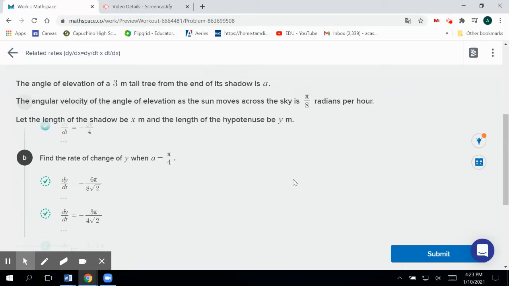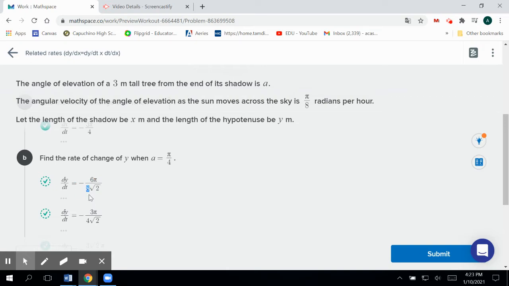Okay, not the end of the world. When I put in my answer for part B, I forgot the 8. There had been an 8 in the denominator, and I just forgot to copy it down from one step to another when I was doing it on my paper. So when I had first put in my answer, I had negative 6 pi over the square root of 2. I had forgotten to put this 8.